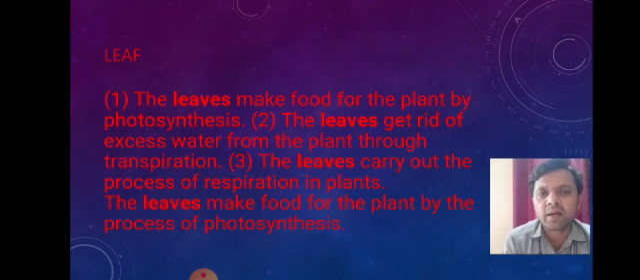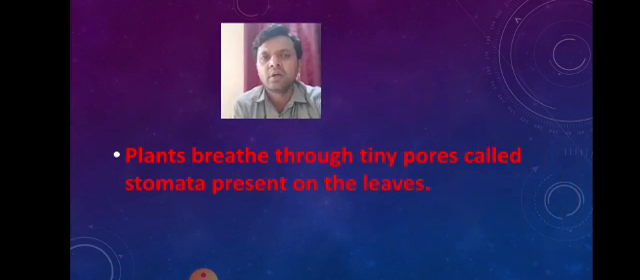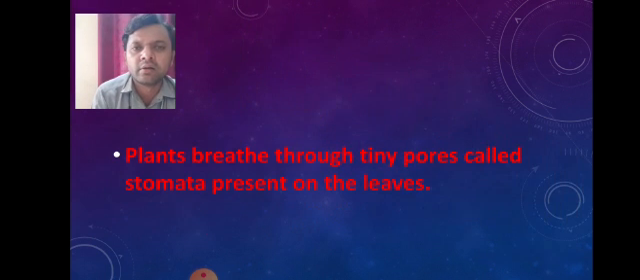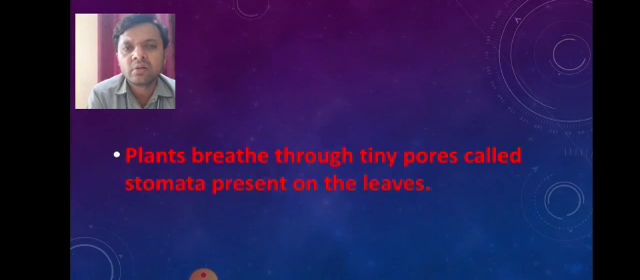The leaves make food for the plant by the process of photosynthesis. As we are discussing, leaves are very important as they provide us oxygen and prepare food for the plant. So let us see the important process of making food, that is photosynthesis. One more important function that leaves perform is that they breathe. Plants breathe with the help of the tiny pores, tiny holes on the leaves, called stomata.